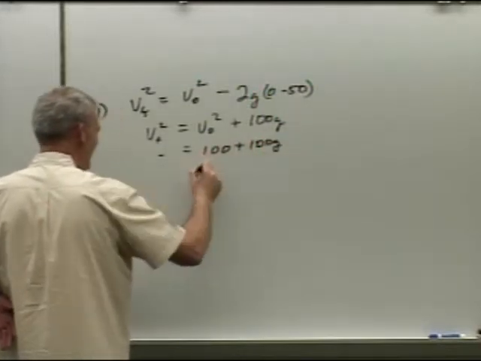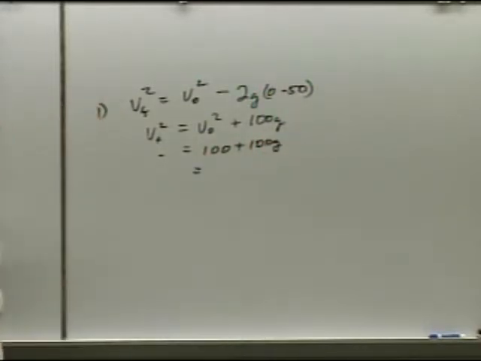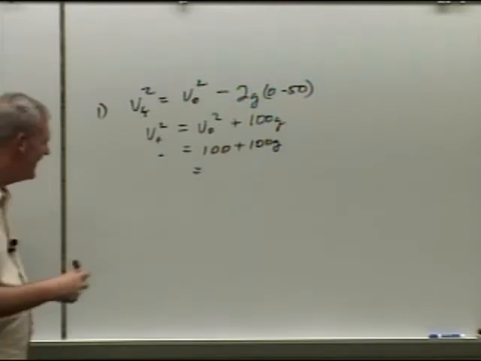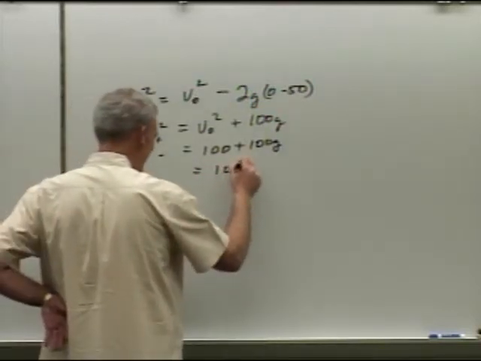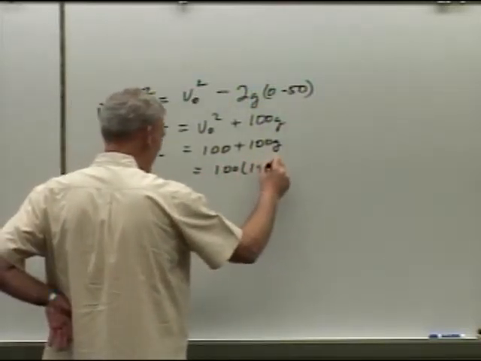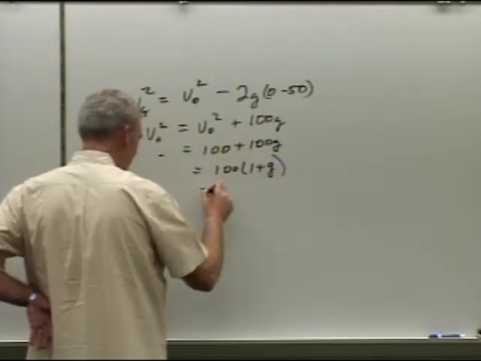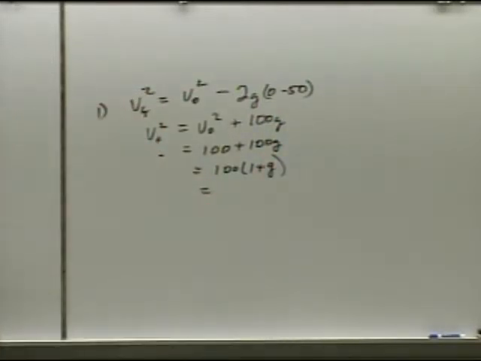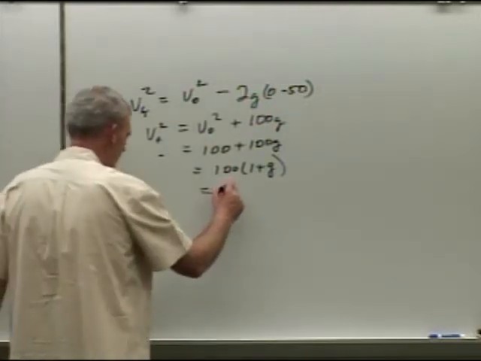Oh, wow. Probably never thought you'd have to factor in your life, did you? Here we can factor this. We get 100 times 1 plus g. So it roughly comes out to be, isn't that right so far? We get 10.8 times 100. What's 10.8 times 100? 1,080, right? So you get 1,080 here.